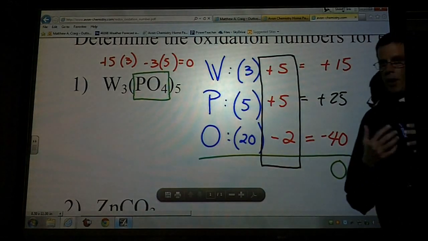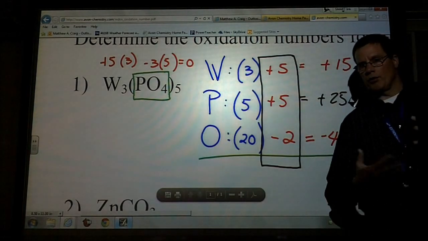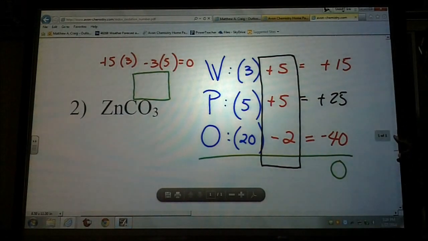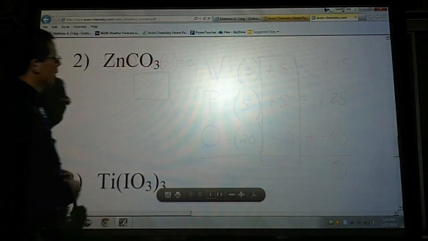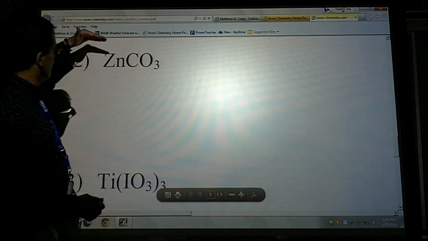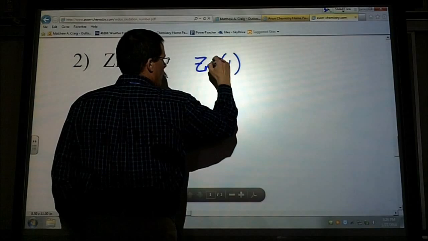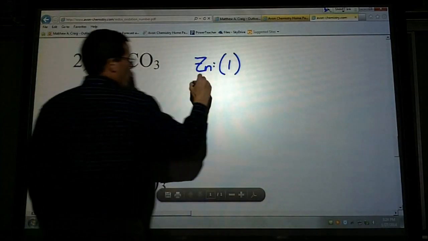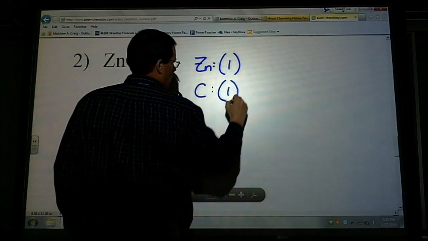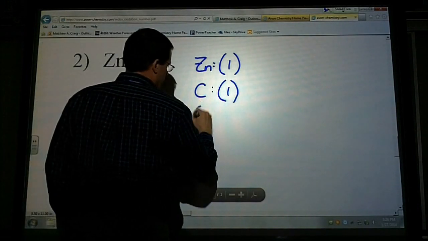And again, try working these out before you listen to me explain this. That'll probably be more beneficial. So here we go. So let's write out what we know. We have 1 zinc. We have 1 carbon. We have 3 oxygen. Okay.